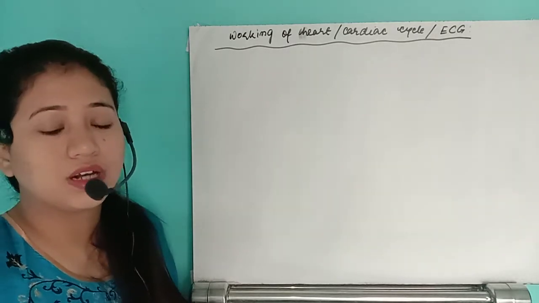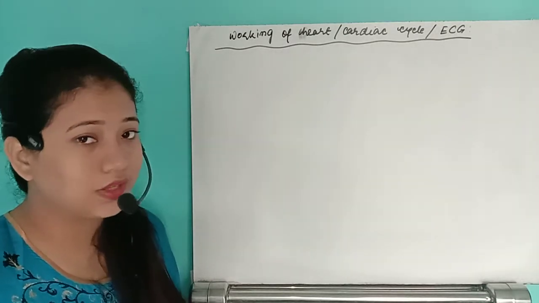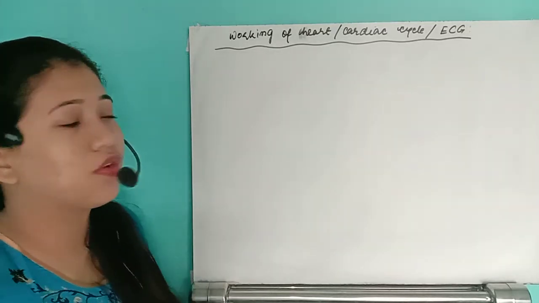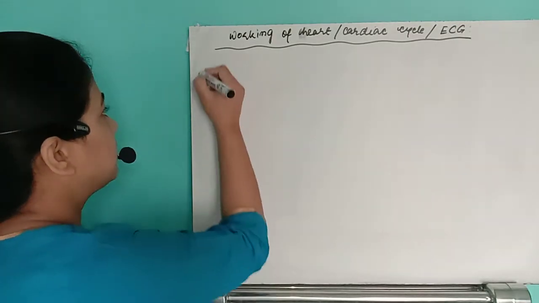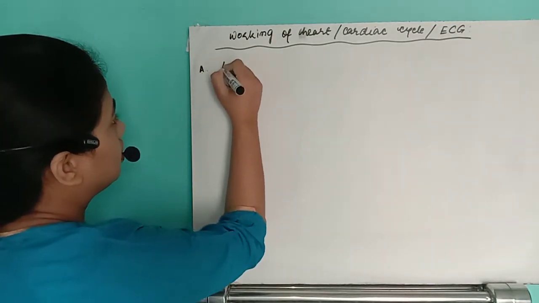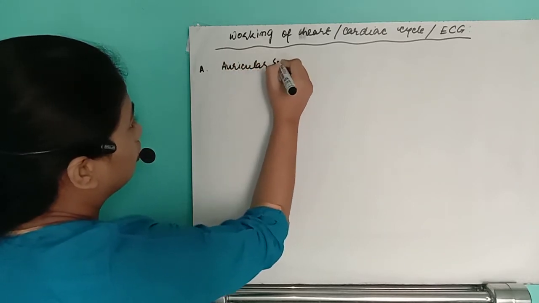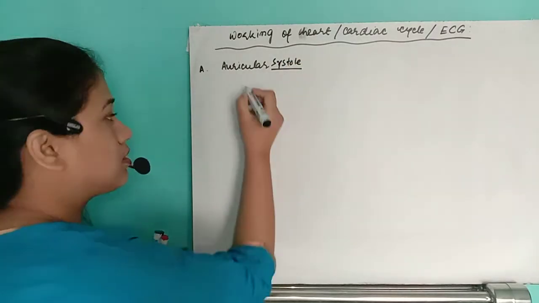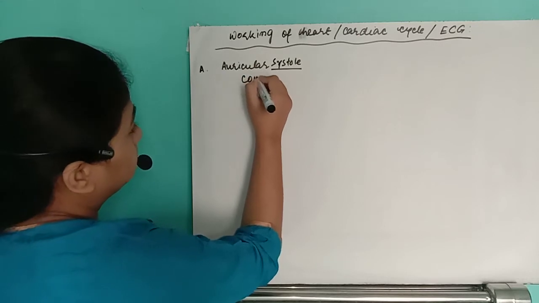First of all, the heart, already the structure I have given, the names of the blood vessels I have given. So we will see the working of the heart in three different parts. Okay, the first part we will see here, that is called as the auricular systole. Auricular systole is nothing but, remember, systole means contraction.